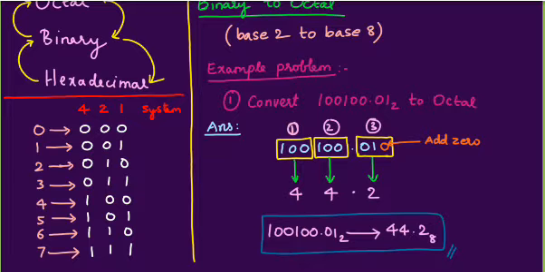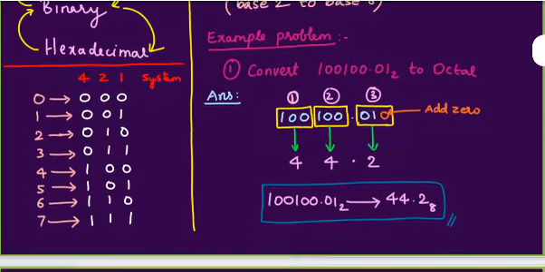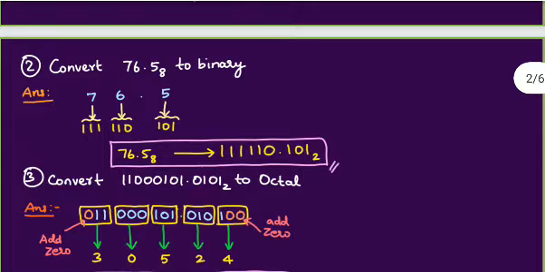Now just convert those binary values into octal values directly. See, on the left hand side 100, 4 is the octal equivalent of the binary value 100. So 44.2. 2 means 010, already given in the left hand side. So what is the octal equivalent of the given binary number? 44.2 is the octal number for the given binary value.